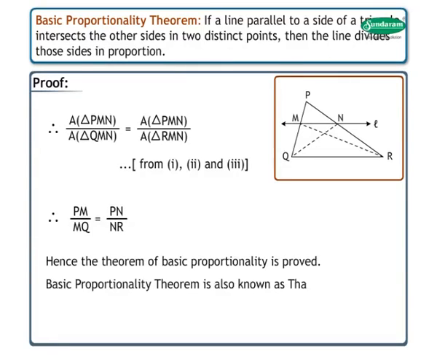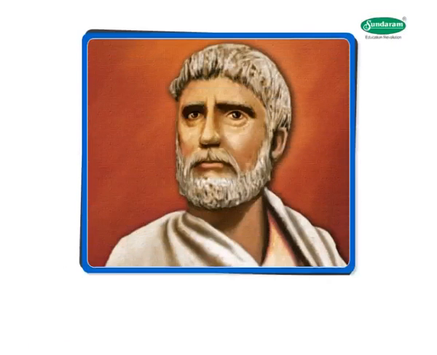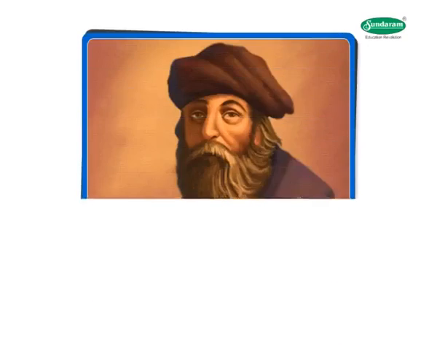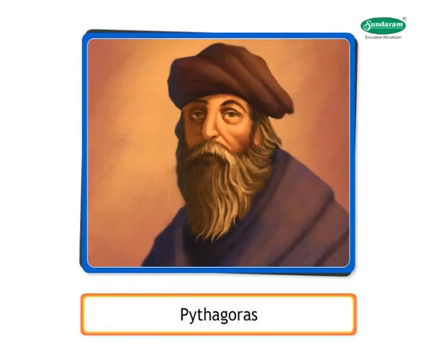Basic proportionality theorem is also known as Thales theorem. Thales, a Greek mathematician, was the first who initiated and formulated the theoretical study of geometry to make astronomy a more exact science. Pythagoras was a pupil of Thales.